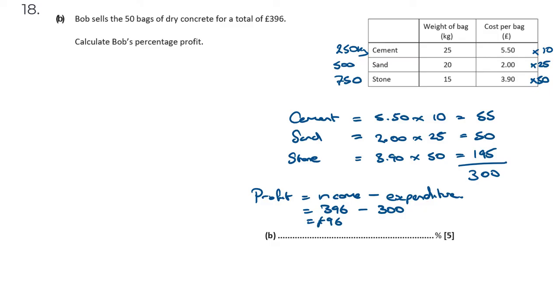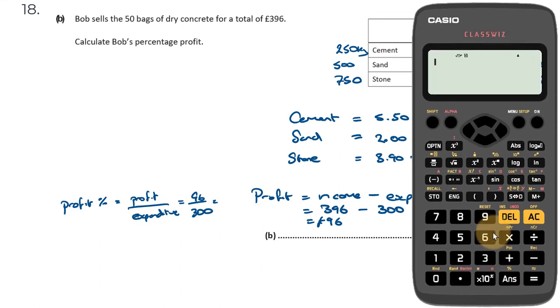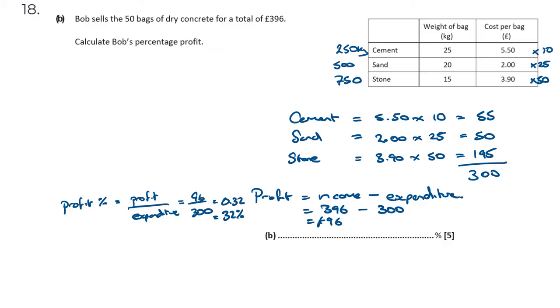But remember, we need it as a percentage. Now you can find percentage profit by taking his profit and dividing it by his expenditure, and then turning that into a percentage. So that's going to be 96 over 300, which comes out to be 0.32 as a decimal. And that as a percentage is going to be 32%. Another way of thinking about it is income divided by expenditure and then subtract 100. That's another way of doing it. But anyway, the answer is 32%.